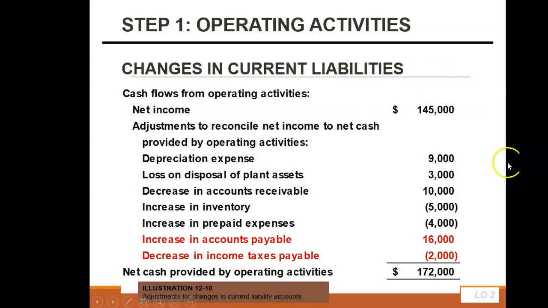So when you put things all together on our statement of cash flow using the indirect method, on the income statement, we show net income $145,000. That was using the accrual basis of income. But the net cash we would have shown under the cash basis would have been $172,000. We converted from an accrual-based net income over to a cash-based net income. So overall, write this number down. The net cash provided from operating activities totals $172,000.